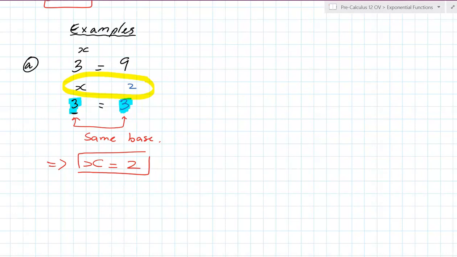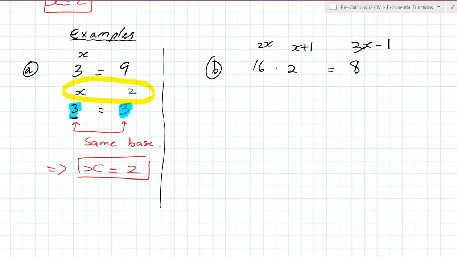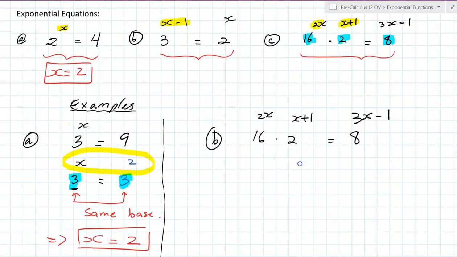So let's go ahead and look at the second example. Example B, which is basically the same question that I put up there as an example earlier.